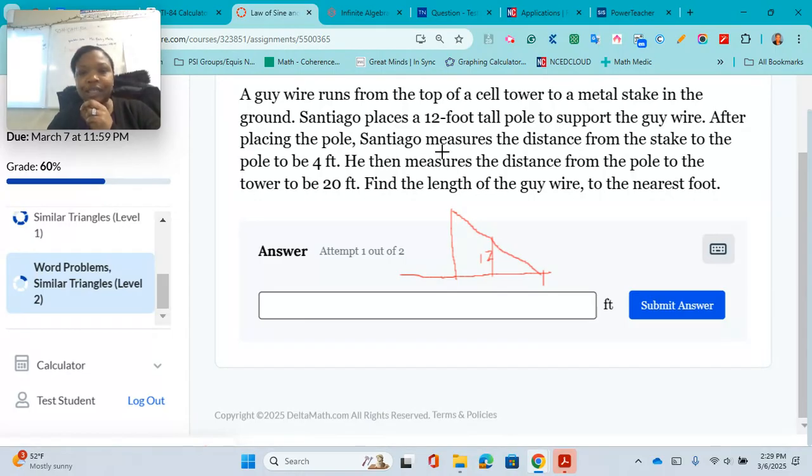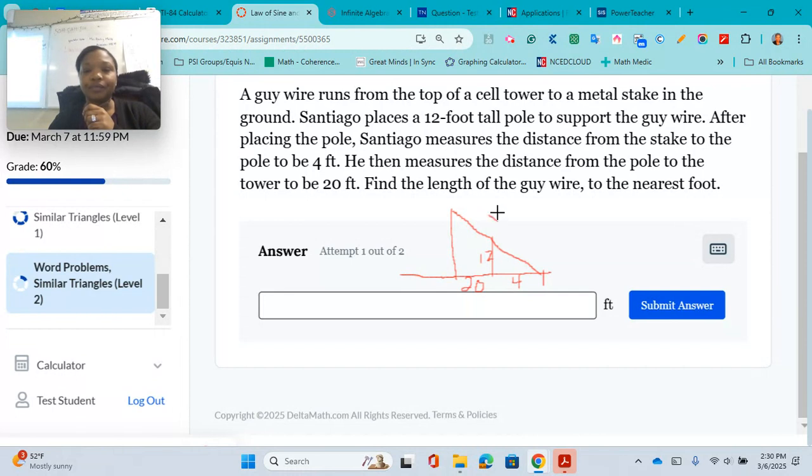After placing the pole, Santiago measures the distance from the stake to the pole to be 4 feet. Well, this is the stake, and that's the pole, so this has got to be 4 feet. Just this part right here. And he then measures the distance from the pole to the tower to be 20 feet. Find the length of the guide wire to the nearest foot.